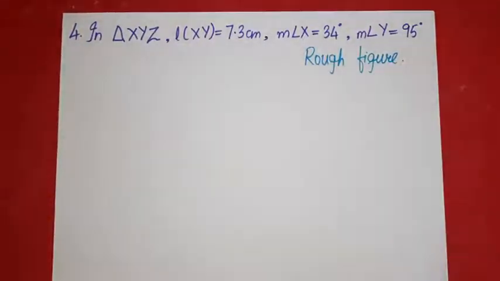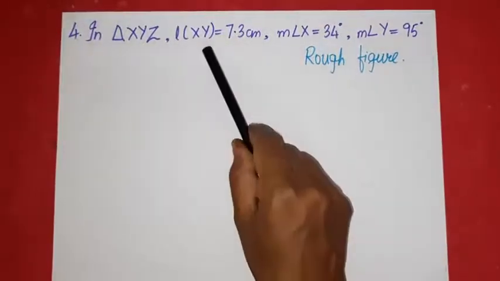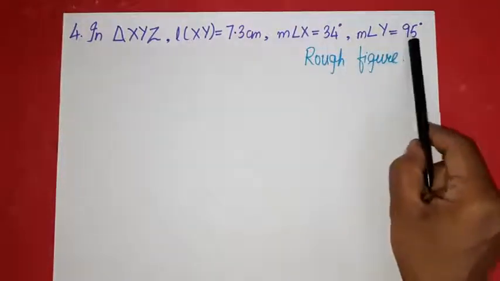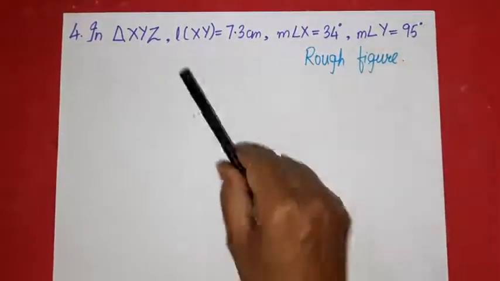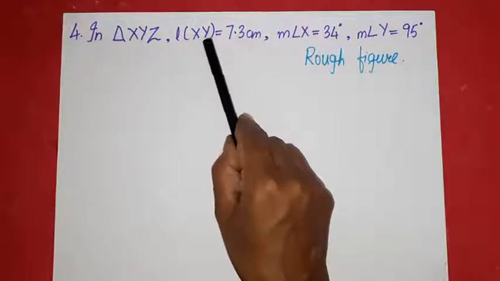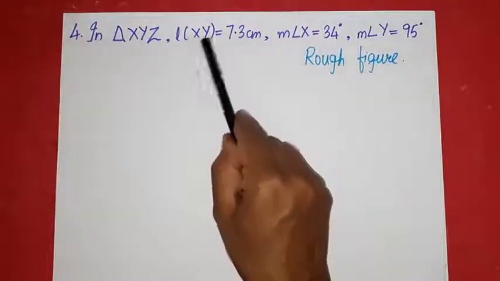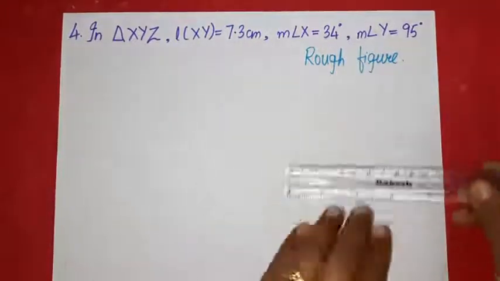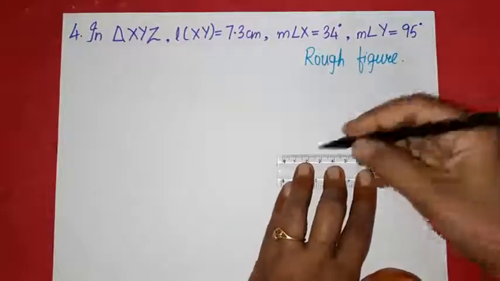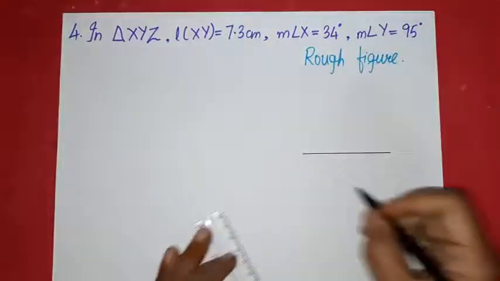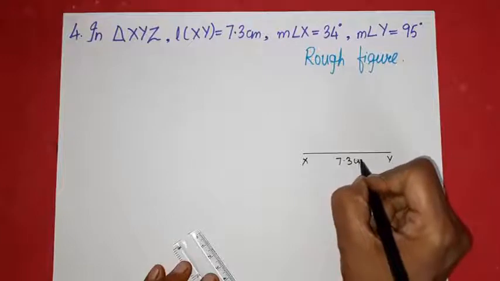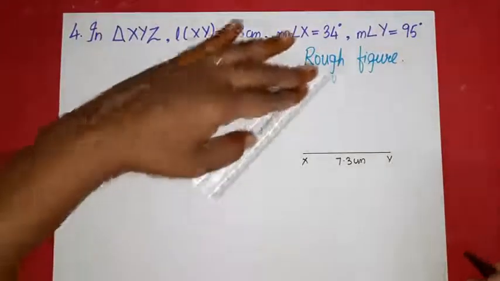Now the last example of this practice set. In triangle XYZ, length XY is 7.3 cm, measure of angle X is 34 degrees, measure of angle Y is 95 degrees. Now again the measures of the angles of the base are given, that is angle X and angle Y, and this is the included side of these two angles. So we will draw XY as the base. Give the name XY to this segment. Here the measure is 7.3, so we will take 7.3.